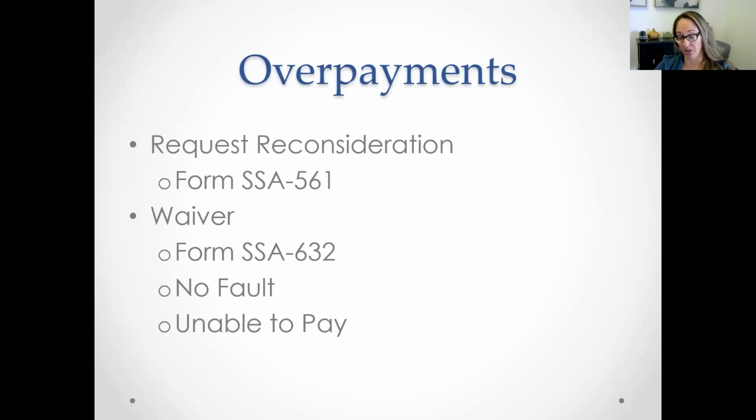Another thing you can do is work with Social Security to reduce the rate of repayment. So if you agree there's an overpayment, let's say it's $10,000 you have to pay back, instead of paying it all back in one lump, you can actually say, okay, can I pay it back $100 a month? And they just take it out of your monthly check. So that's an option.